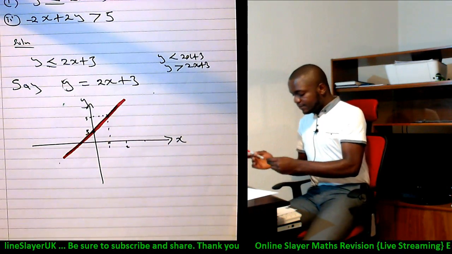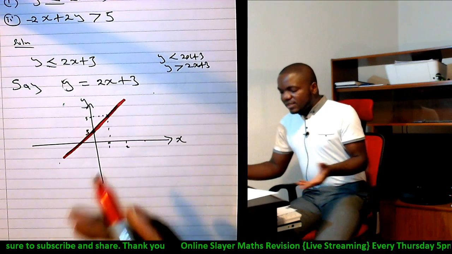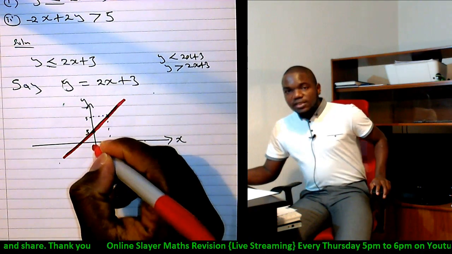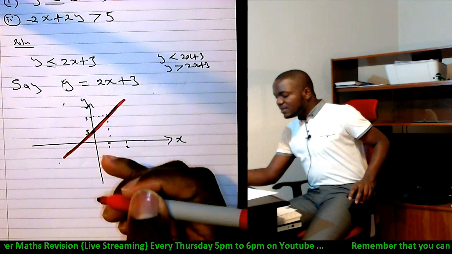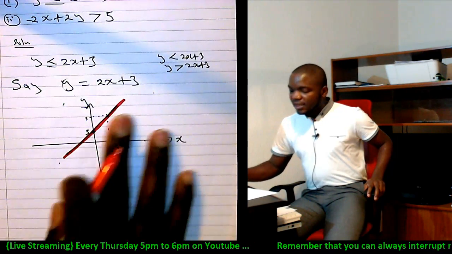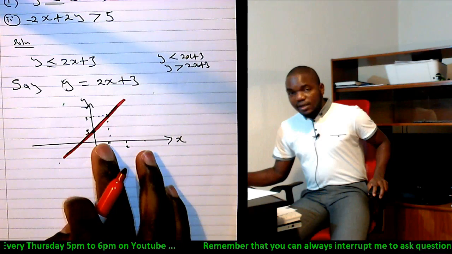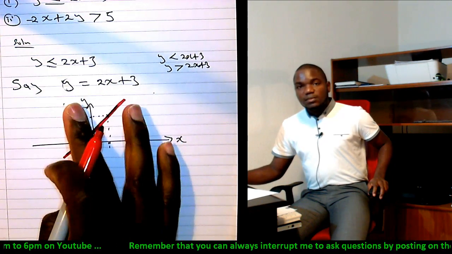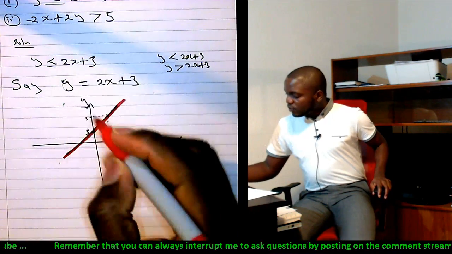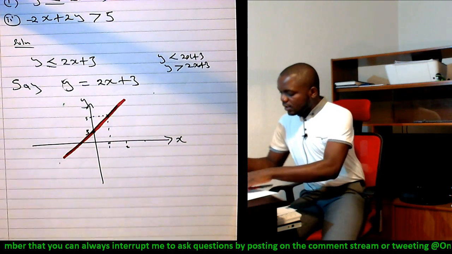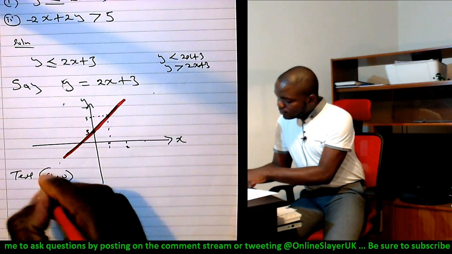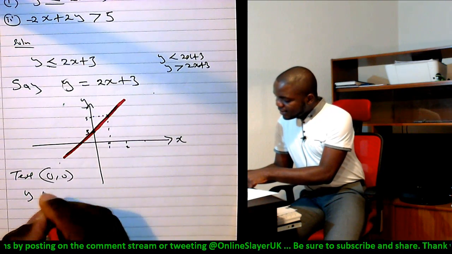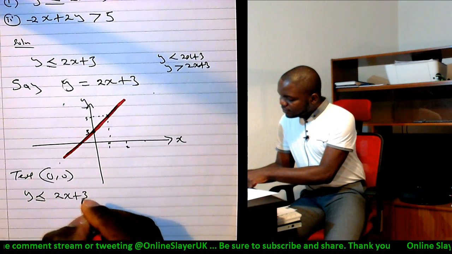The easiest for me to do is to test the origin, because the origin is obviously on one of the sides. So if the origin meets the condition, then all of this side will be shaded. If the origin fails, then all of this region will be shaded. So let's test with the origin. So y less than or equal to 2x plus 3.